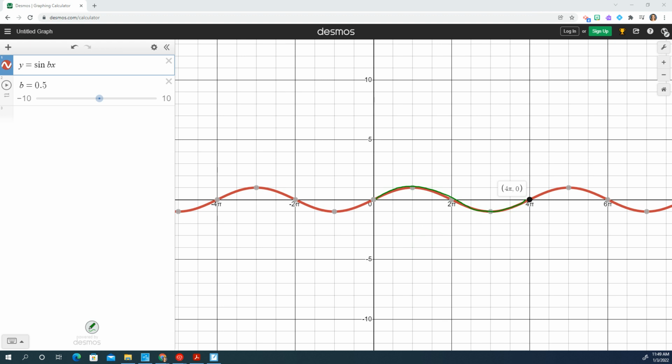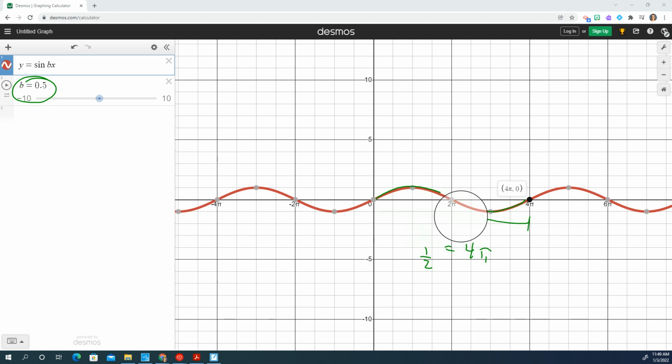period is 2 pi divided by b. 1/2 would give me 4 pi, and that's your new period. That's the length of one cycle. That's how you can find your period. This is like magic: 2 pi divided by b. B is 1/2 for this example, okay?